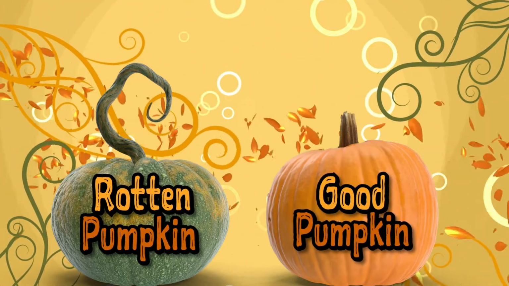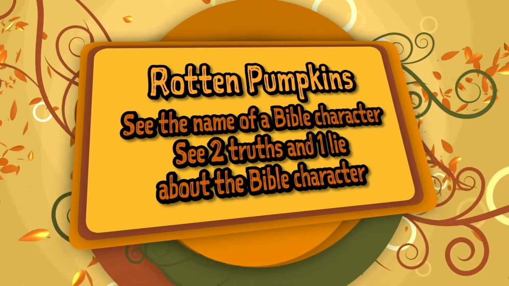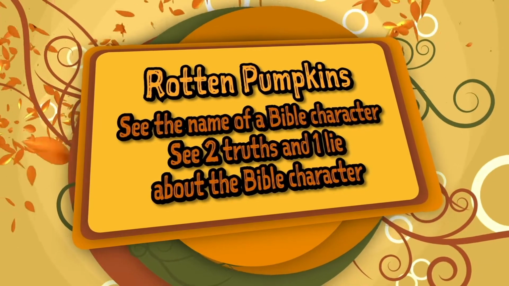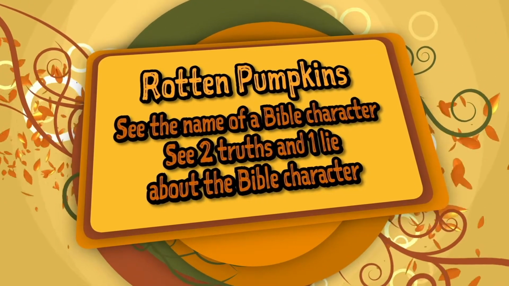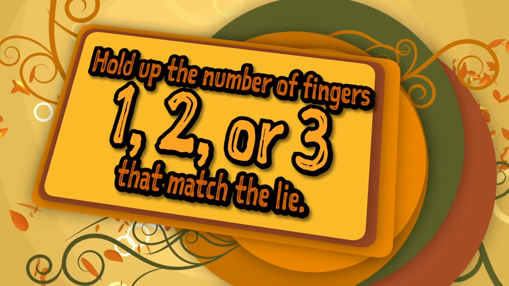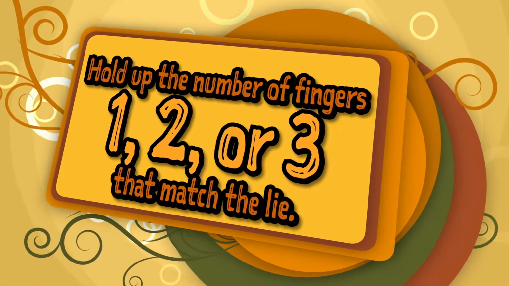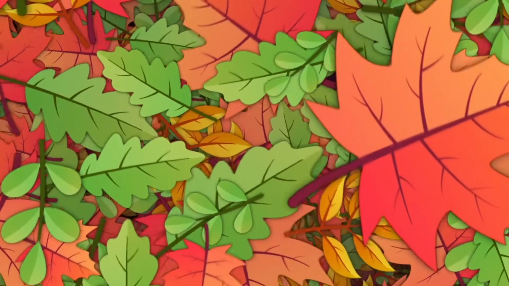The rules are simple. I'll give you the name of a Bible character, then I'll show you three pumpkins with facts about that Bible character. Two of these facts will be true, but one will not be. That's the rotten pumpkin. All you have to do is hold up the number of fingers for the pumpkin you think is rotten. One, two, or three. Easy enough, right? All right, let's go.